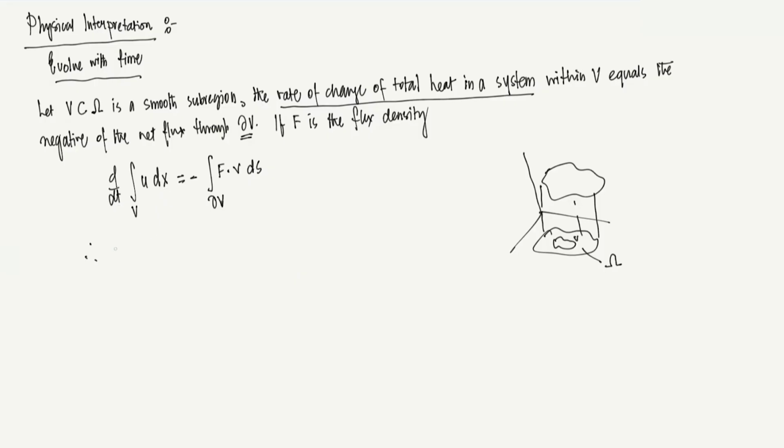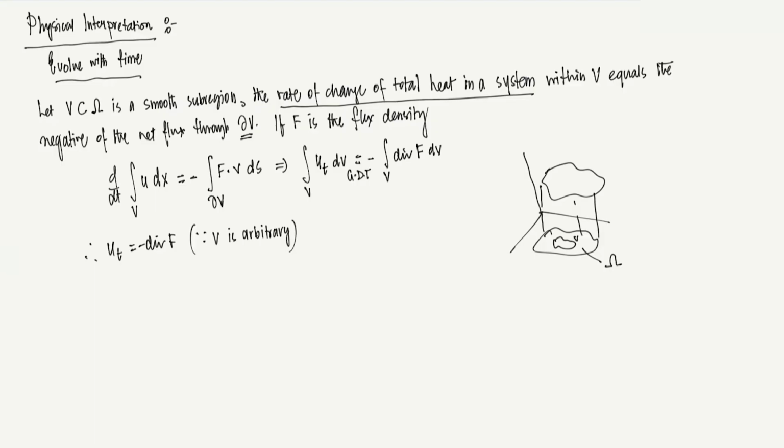Okay. So that will imply that the integral over V of u_t dx equals minus the integral over V of the divergence of F dx. Yeah, this is the Gauss divergence theorem. Clear? Okay, so if this is true, then that will imply u_t equals minus divergence of F, right? Now since V is arbitrary, this can hold for any V, so that is why this is true, right?